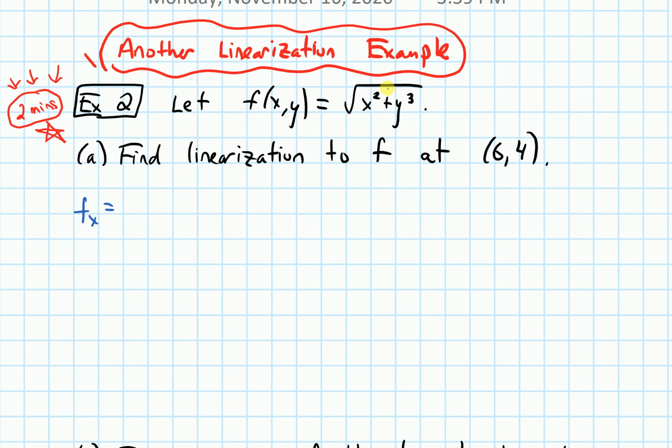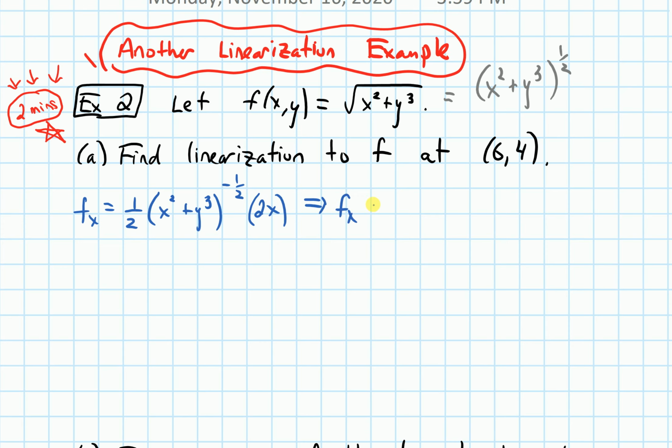Taking the derivative with respect to x first, I can rewrite this square root as a 1/2 power. This is x squared plus y cubed to the 1/2 power. Now taking the x partial derivative, the 1/2 comes down, I get that whole thing to the negative 1/2 power, keep the inside the same, x squared plus y cubed. But now I do chain rule, I multiply by the derivative of the inside with respect to x, which is 2x.